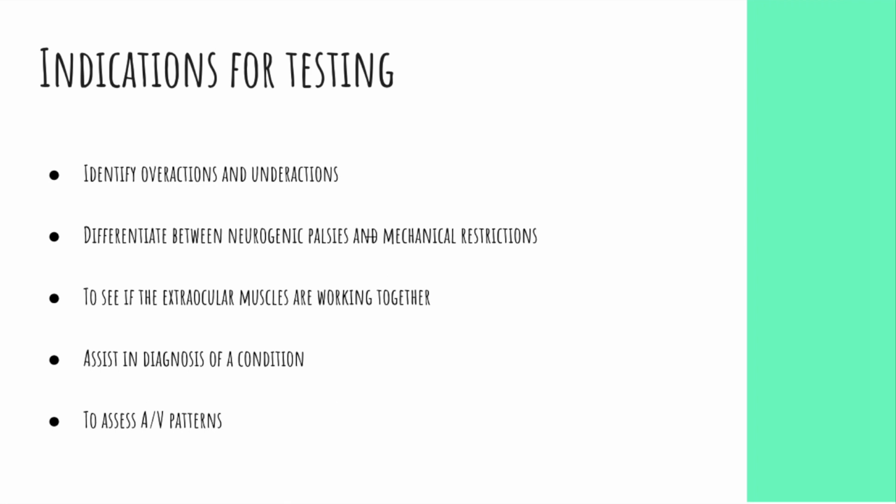Ocular movements are used to identify if there are any overactions or underactions of extraocular muscles. This test can provide information needed to differentiate between a neurogenic palsy or a mechanical restriction. A neurogenic palsy indicates innervation issues, whereas a mechanical restriction indicates a physical limitation of the movement of a muscle.